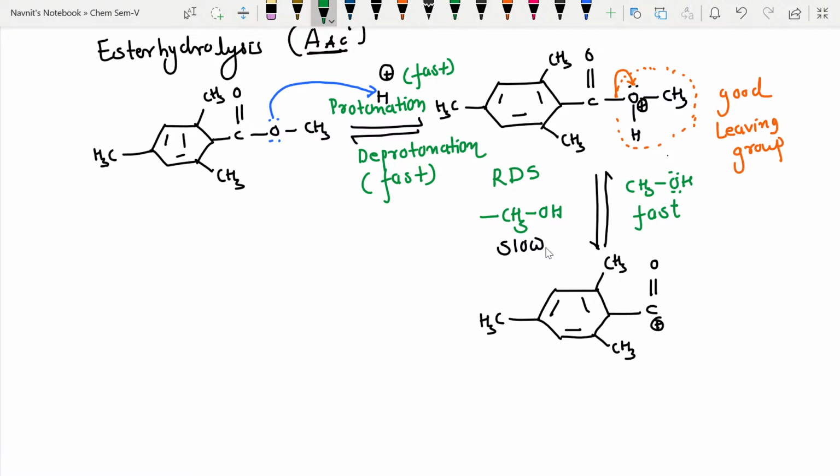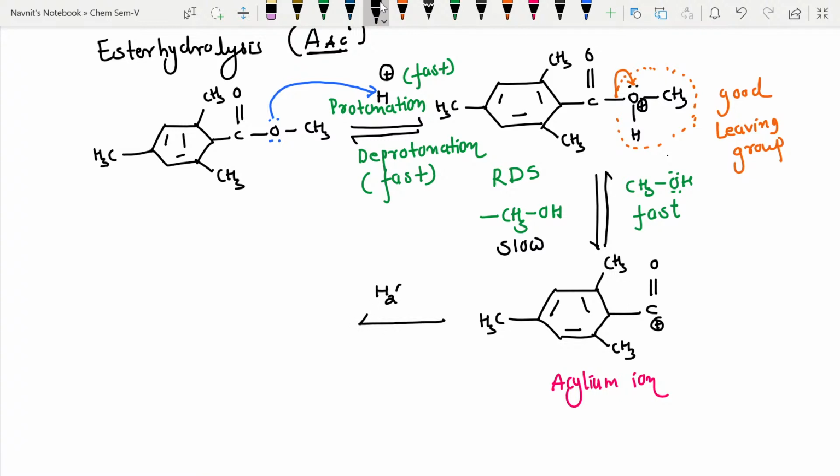So first we have formed a stable carbocation. This is a very important intermediate, and this is known as an acylium ion. Okay, now what happened in the next step?